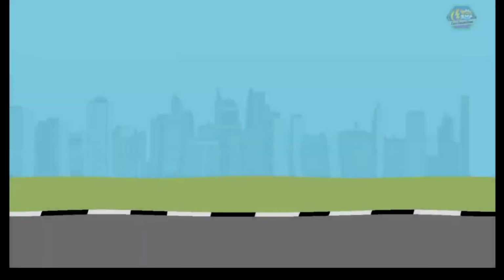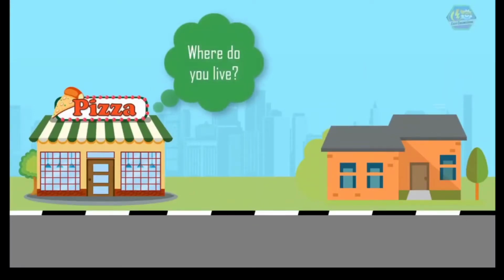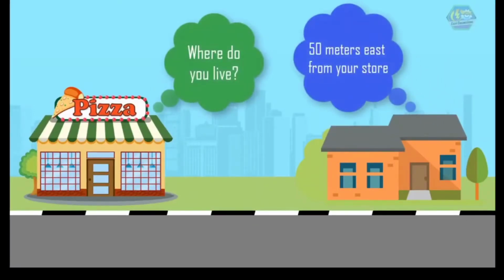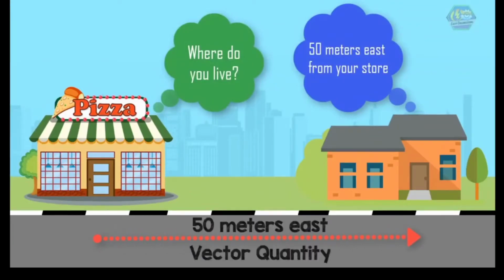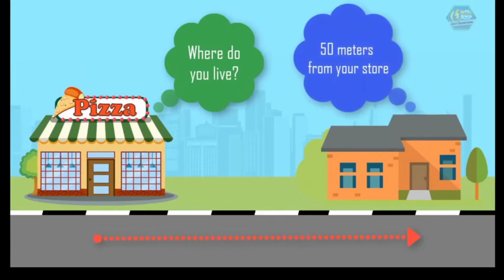Imagine yourself calling for pizza delivery. Then the pizza owner asks you, where do you live? Then you reply, 50 meters from your store. Here the 50 meters in a direction is a vector quantity, and only 50 meters is a scalar quantity.